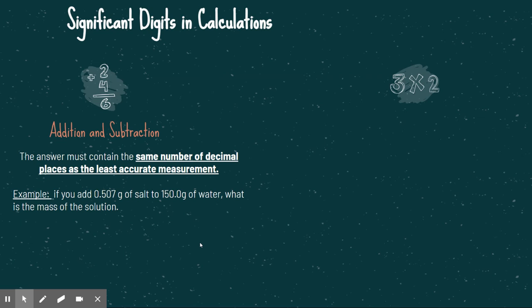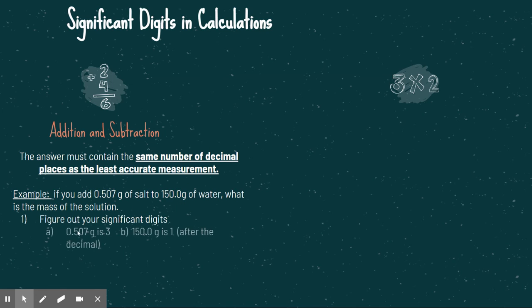So I'm adding these two numbers together. What I need to do first is figure out my significant digits. My answer needs to be put to the right significant digits. This says it has to contain the same number of decimal places as the least accurate measurement. Least accurate means the least amount of decimal places. So if we look at this one here, there's how many decimal places? 1, 2, 3, because here's the decimal, there's 3 places after. Here's the decimal, how many are after? Just 1. So when it comes to doing significant digits for addition and subtraction, our answer is only going to have 1 decimal place after the number.